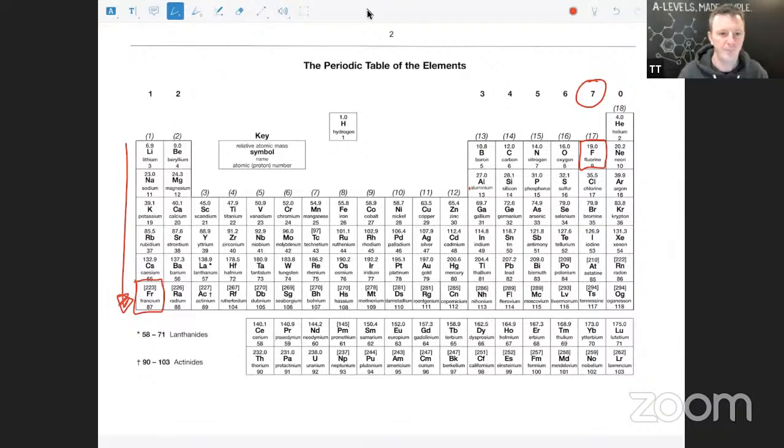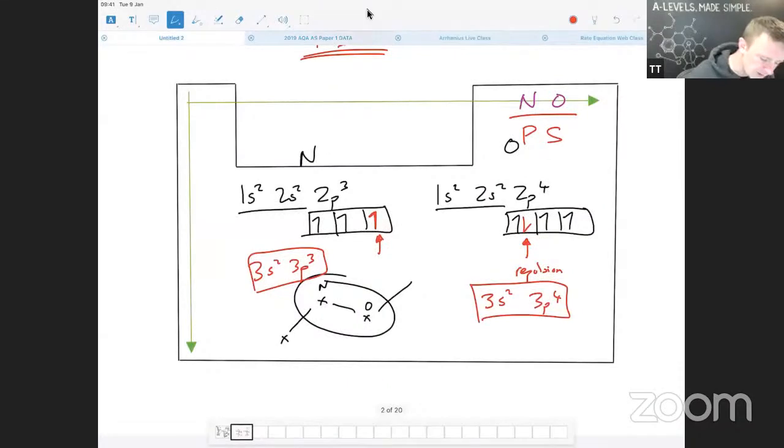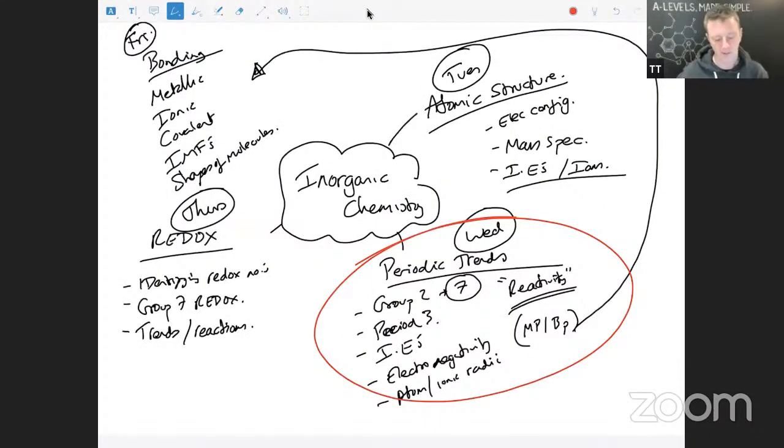So periodicity, we've got lots and lots to cover, so we're going to move on. Going back, we've talked about general trends and things like that.